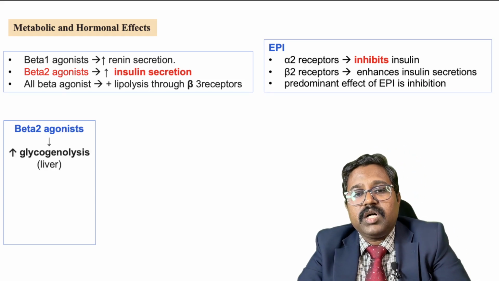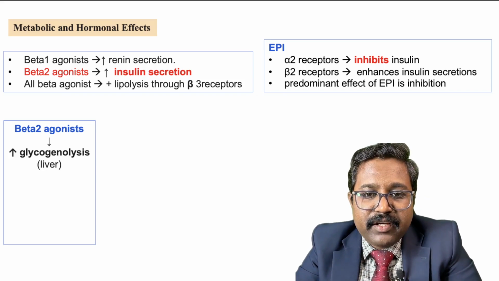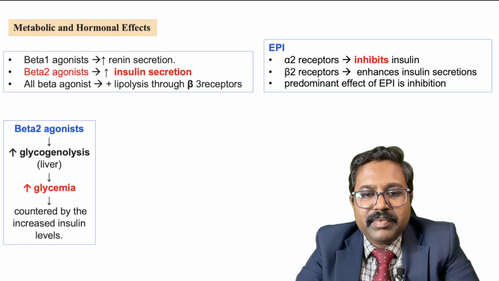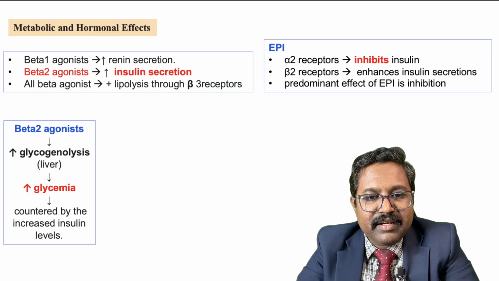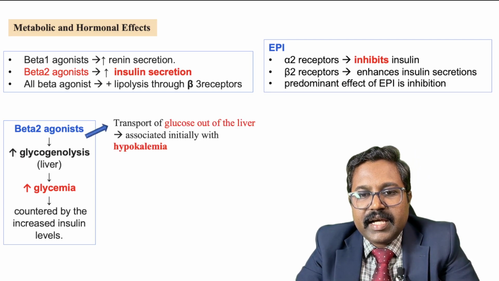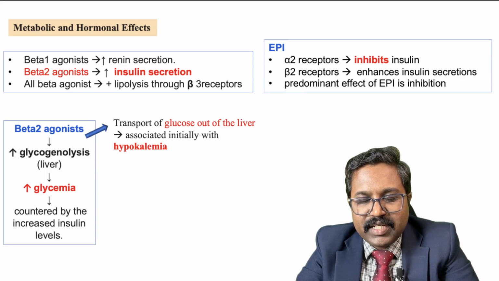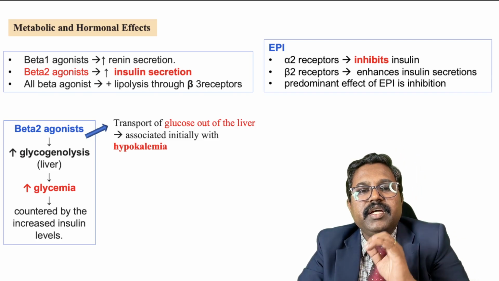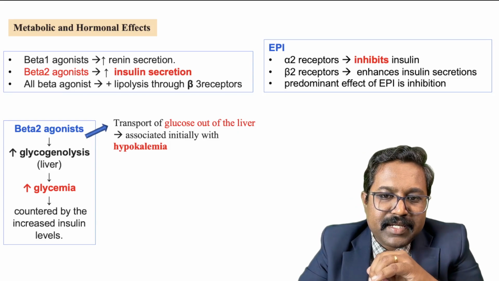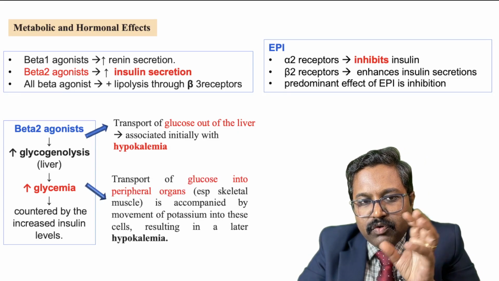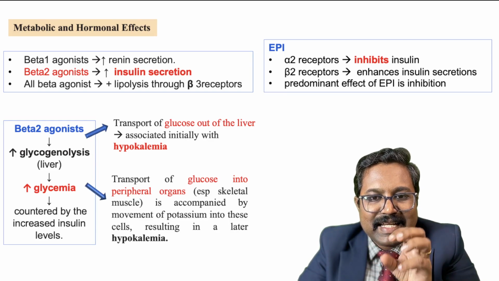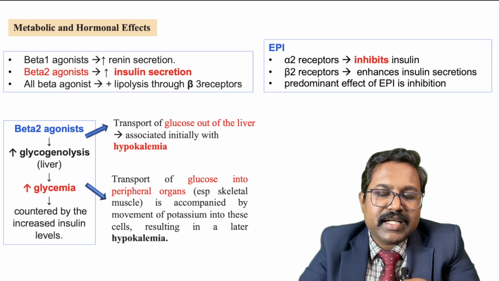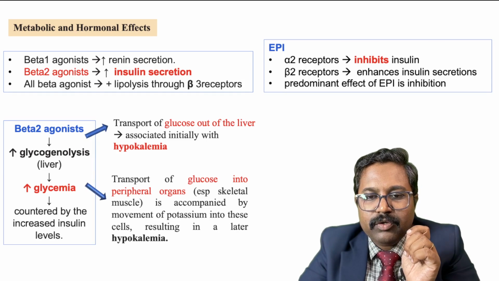So coming to the beta 2 agonist, it will increase glycogenolytic activity in the liver, which leads to hyperglycemia, and this will be countered by the increased insulin levels. And whenever there is a transport of glucose out of the liver, this will be associated with initial hypokalemia, because potassium will also be going into the cells from the plasma or the blood. And also whenever there is a transport of glucose into the peripheral organs, especially the skeletal muscles, again the potassium will accompany the glucose, leading to decreased potassium in the blood levels, leading to hypokalemia.